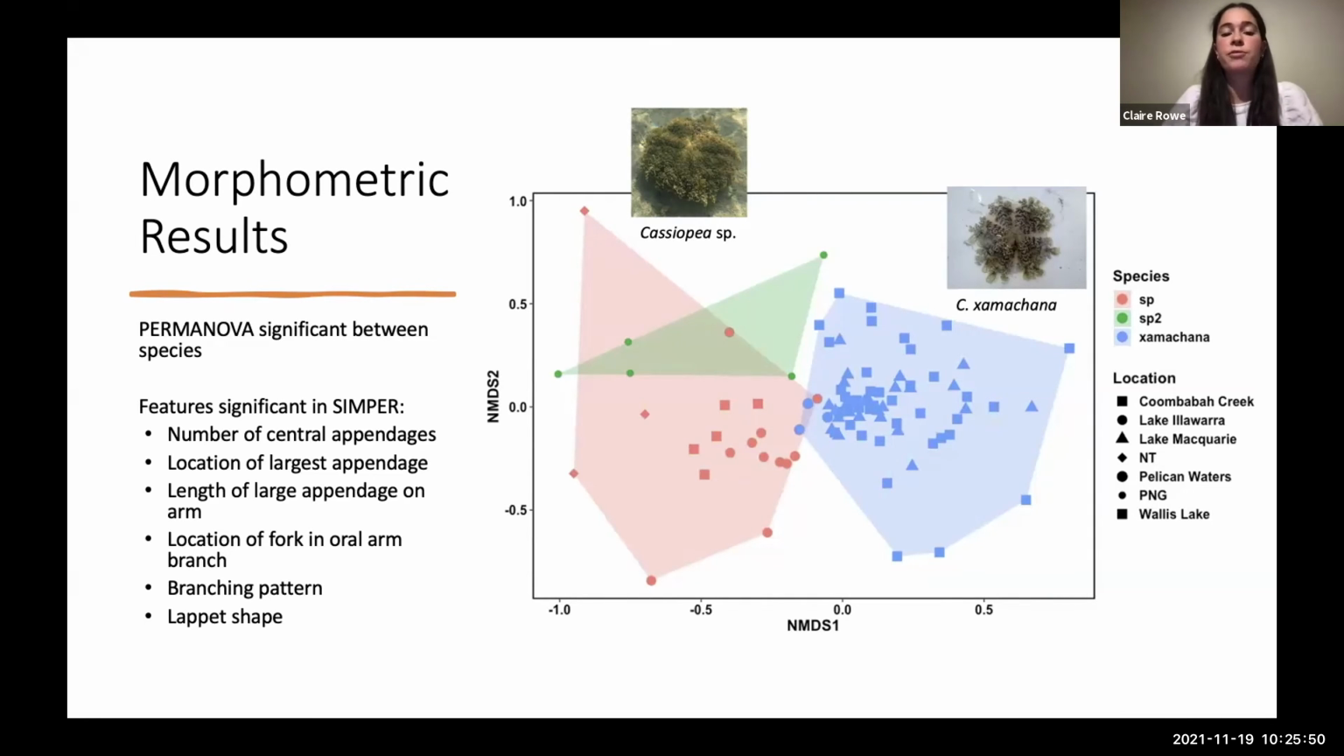There are a few different features that the SIMPER pointed out that were the main factors driving the differences between species. This included the number of central appendages, where the largest appendage was located, and the length of the large appendage on the arm. So those are those leaf-like structures I mentioned before. Additionally, the location of the fork in the oral arm and the oral arm branching pattern and the lappet shape. So I'll just show you a couple of these.